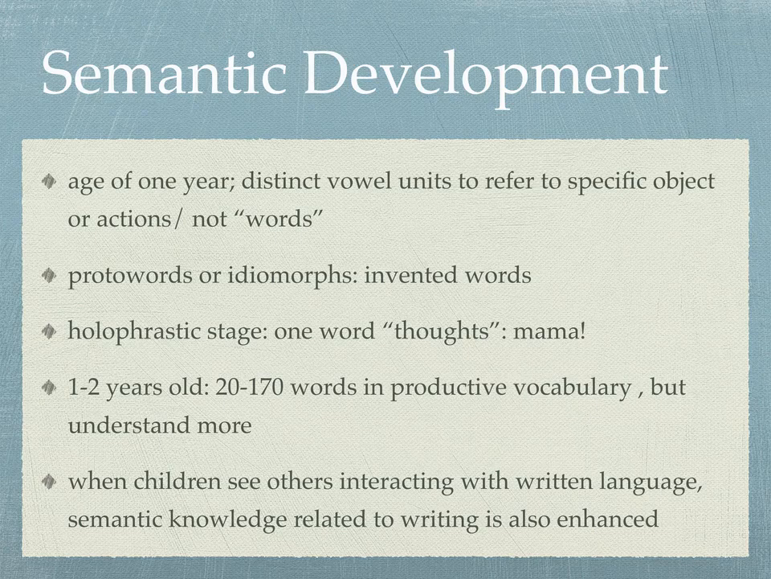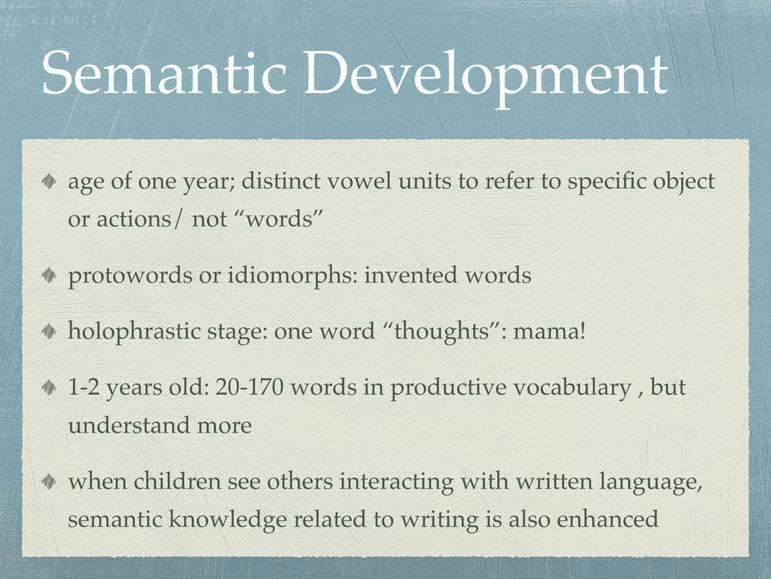This holophrastic stage is made up of one-word thoughts like mama, up, home. Those are words that they can communicate a huge meaning through with just one word. At 1 to 2 years old, these children have between 20 and 170 words in productive vocabulary, so words that they can say, but they understand a huge amount more.